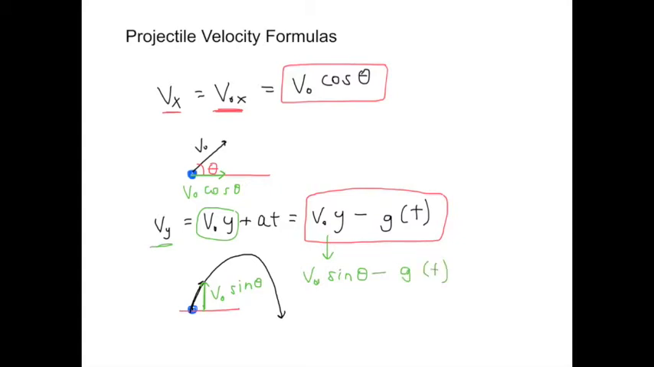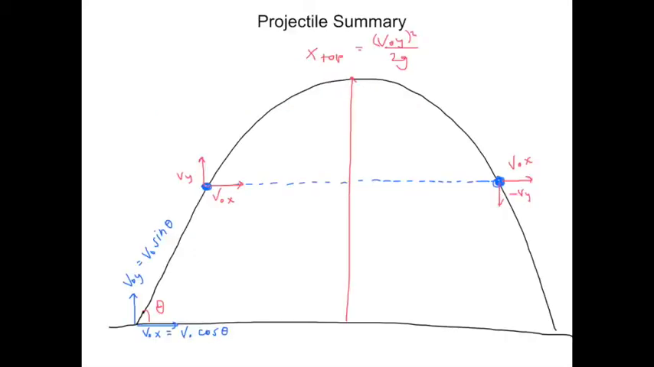So those are the two equations we'll use for projectile velocity. So now we're going to do a summary of some of the main equations to model projectiles. We know from the slide before that the initial y velocity will be v initial sine theta, and the initial x velocity will be v initial cosine theta for an object taking off at an angle of theta.